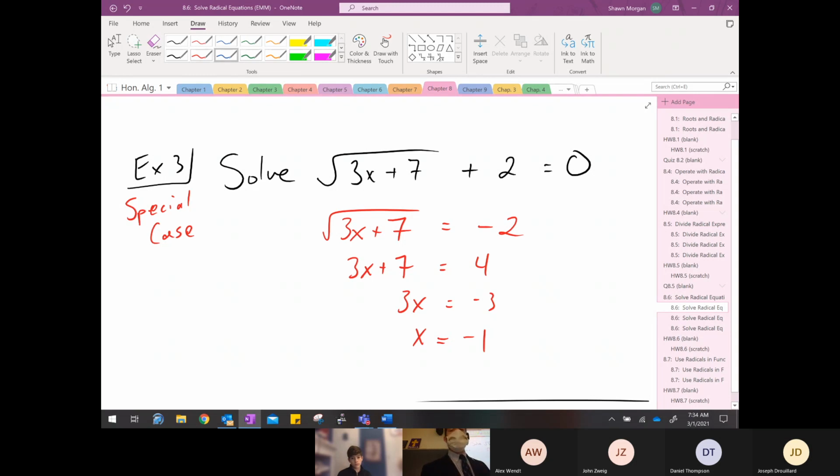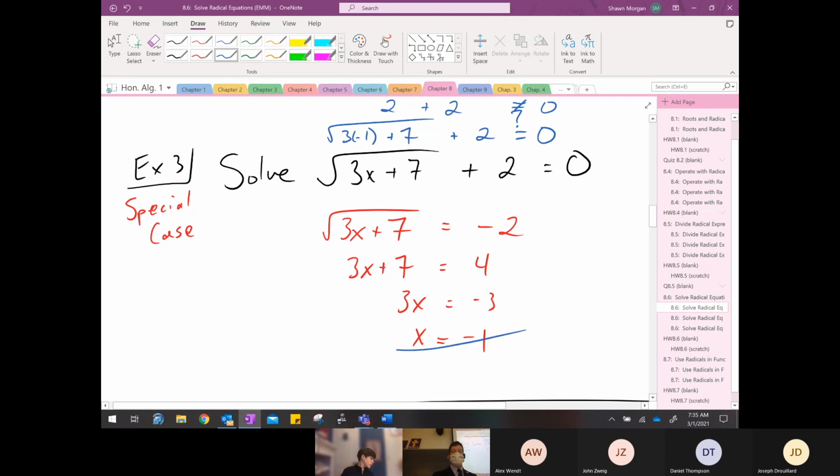I'll show you why. If I plug it in, 3 times -1 plus 7 plus 2, does that equal 0? The answer would be no. 3 times -1, excuse me, -3. -3 plus 7, 4. Square root of 4, 2. 2 plus 2, last time I checked, does not equal 0. That's the problem. So that's an extraneous solution, and we would therefore say this problem has no solution. That's why it's a special case. You guys see what I'm talking about there?